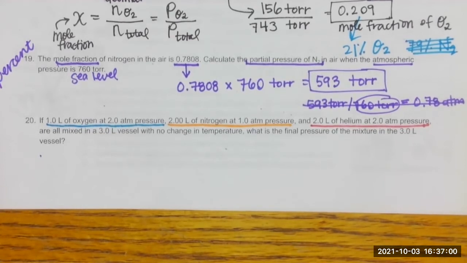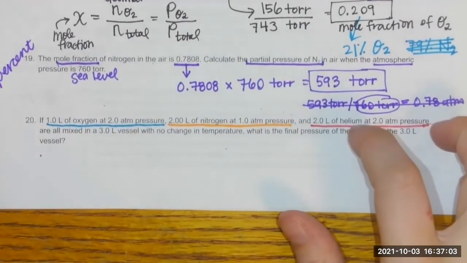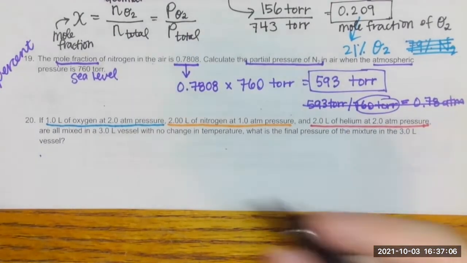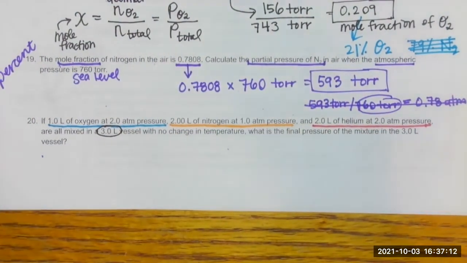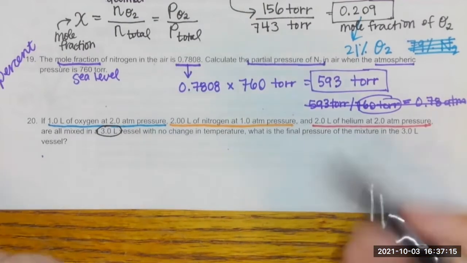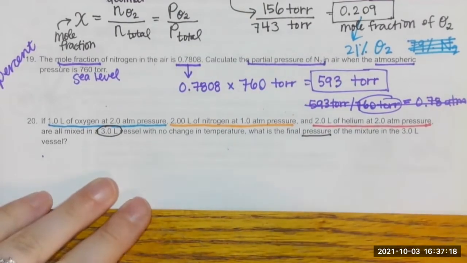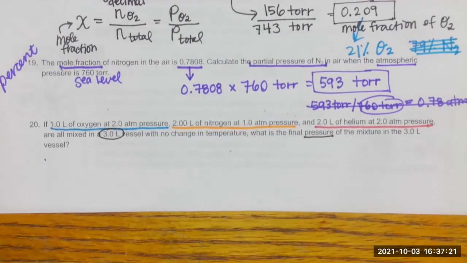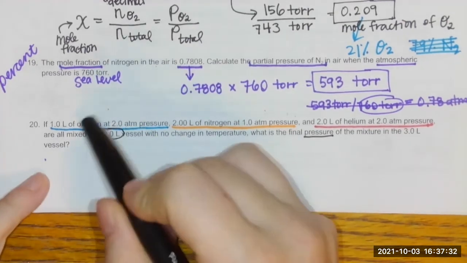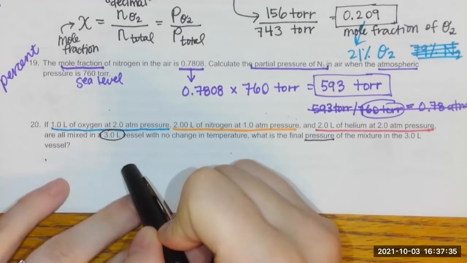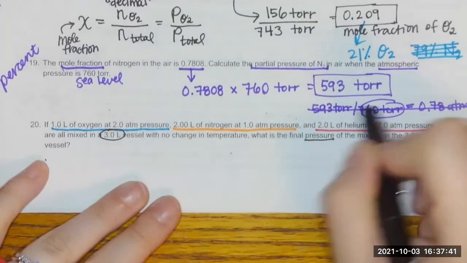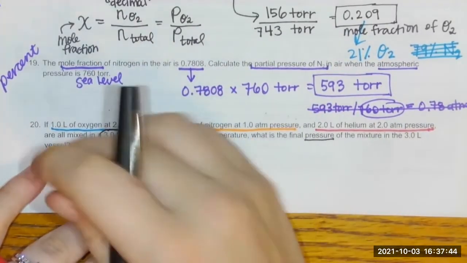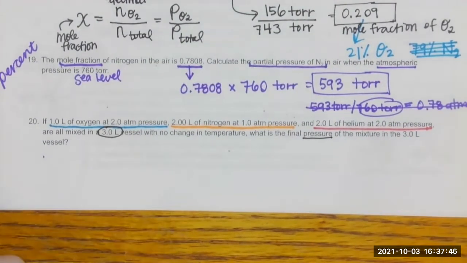Anyway, so we've got these 3 mixing together, and they're getting mixed into a 3-liter vessel. So they're getting pushed in, compressed, and we're wondering what's the final pressure of the mixture in this container. So let's first figure out the pressure of the oxygen shoved into the container alone, and the nitrogen alone, and the helium alone, and then add them up, that would be the sum.